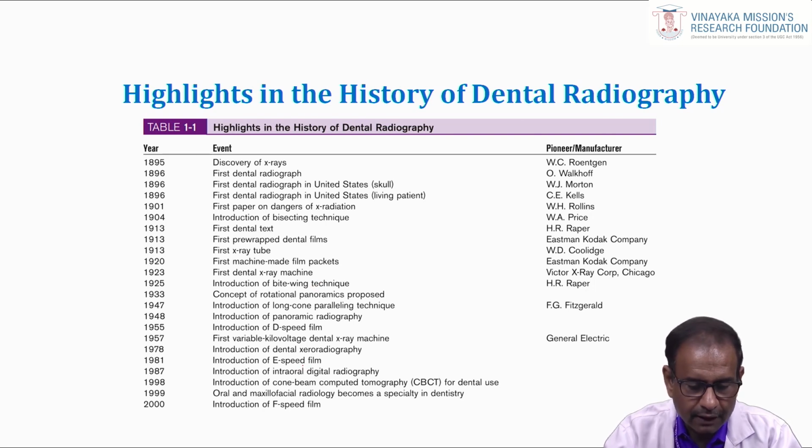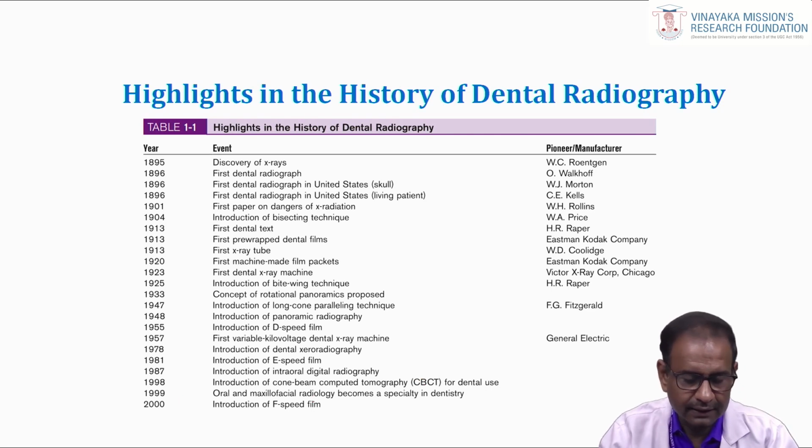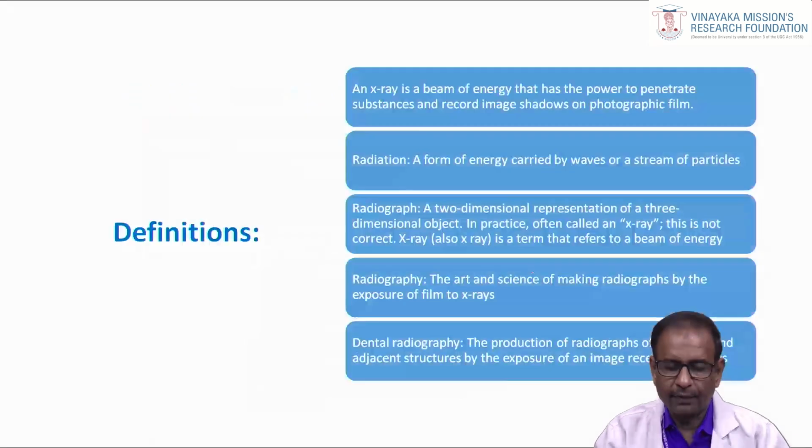E-speed film is from 1981. The introduction of intraoral digital radiography (RVG) started in 1987. CBCT, the introduction of cone beam computed tomography for dental use, was in 1998. These are the important highlights in the history of dental radiography. So before going to the chapter, there are some basic definitions.